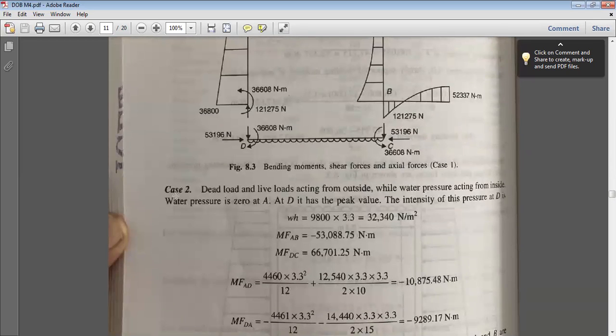Now I have case 2 and case 3 examples. Okay, how to solve it. I will share these notes with you. Study case 2 and case 3. Take it as an assignment and solve it.